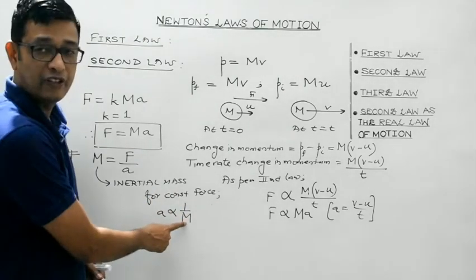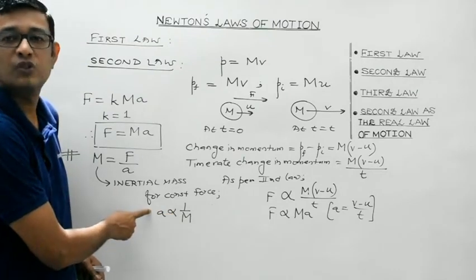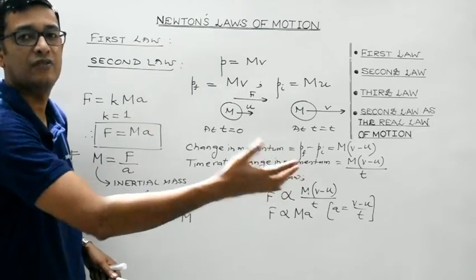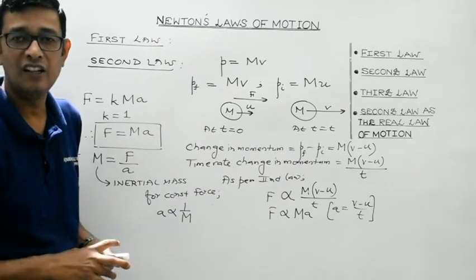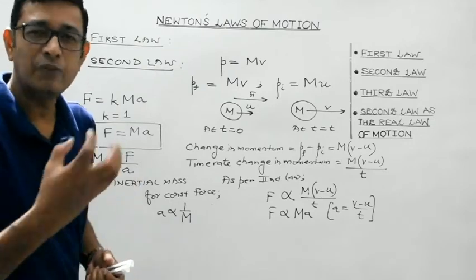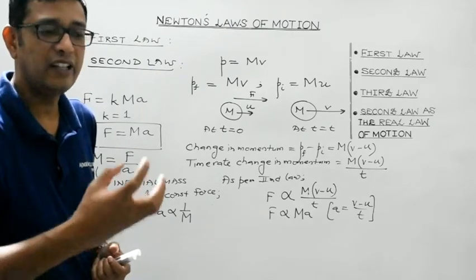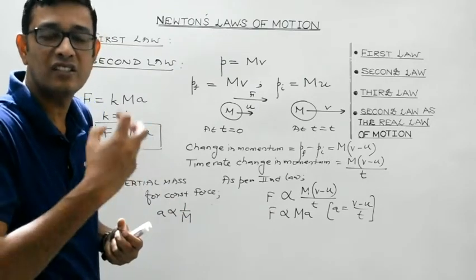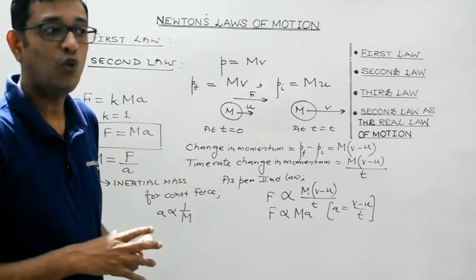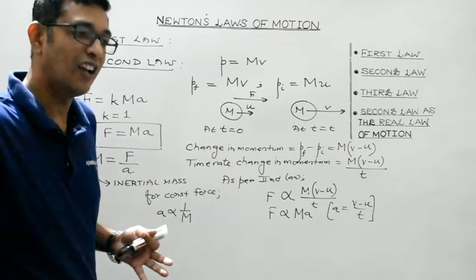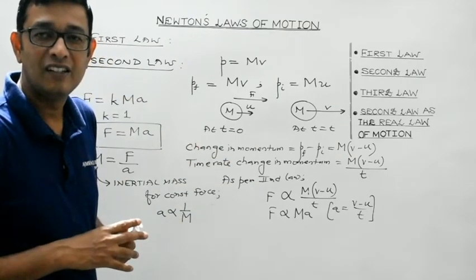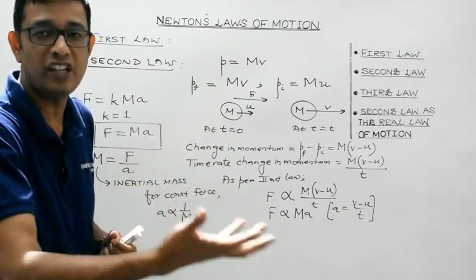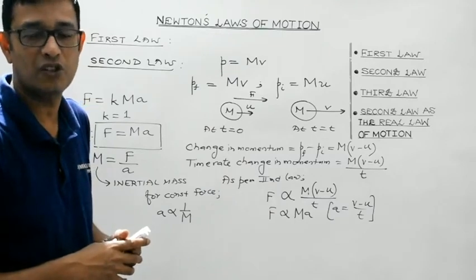So for heavier body, the acceleration produced is small. For lighter body, the acceleration produced will be much larger for the constant force. Isn't it? So what I mean to say is that lighter bodies which contain small amount of matter inside it, they offer lesser resistance towards any change in its state of rest or of uniform motion. While the heavier body, which contains large amount of matter inside it, offers much more resistance, much more opposition towards any change in its state of rest or of uniform motion.